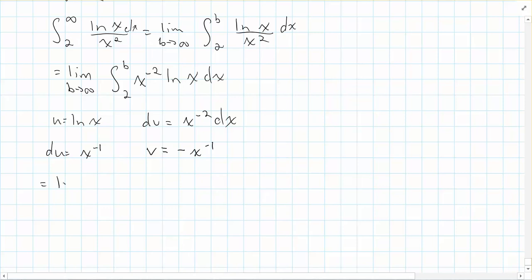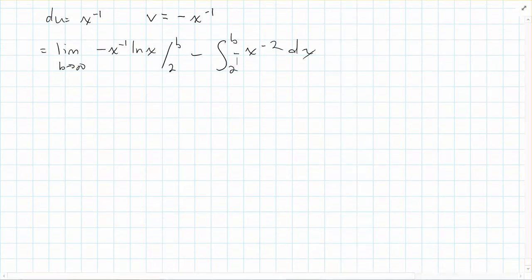And so this would be equal to the limit as b goes to infinity of the, well, it's no longer an integral because it's u times v. U times v would be negative x to the -1 natural log of x evaluated from 2 to b, minus the integral of v du. So we'd have negative x to the -2 dx from 2 to b. So I'm going to just clean this up a little bit here before I continue on.